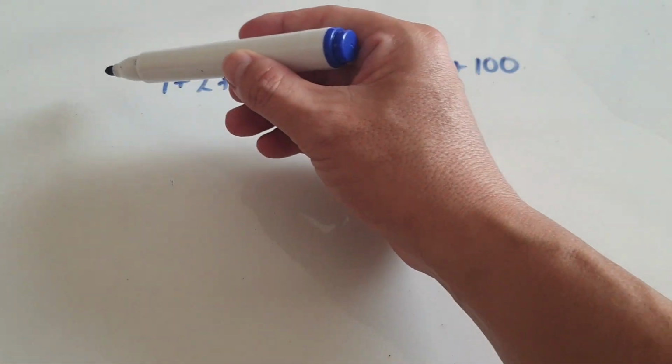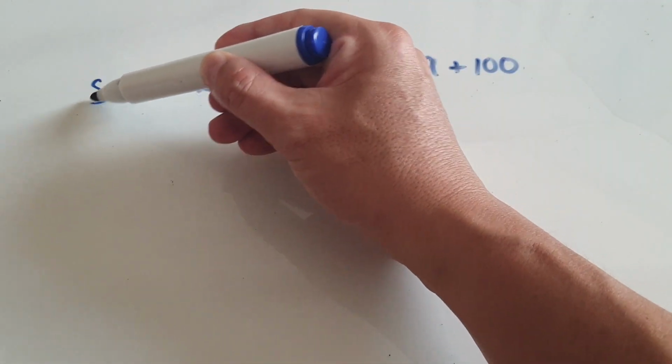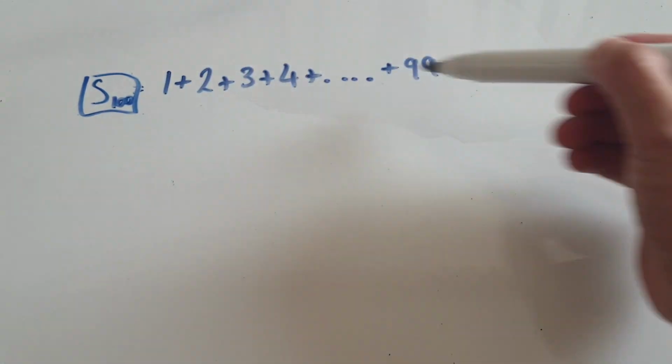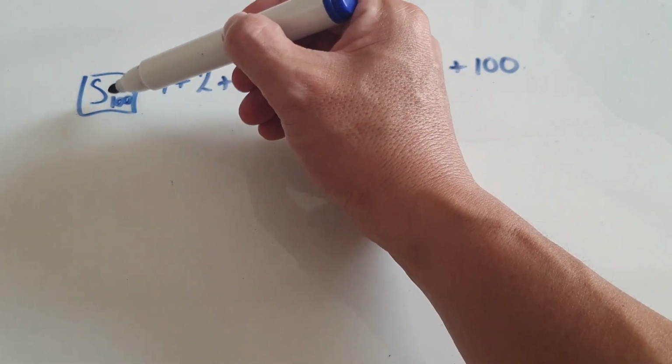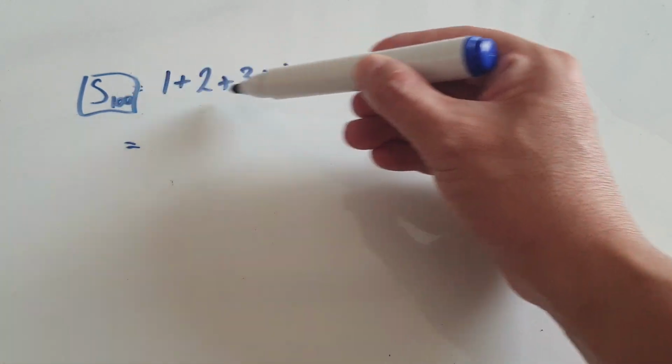So let's call this whole thing here, when you add up everything, it comes to S100. So this S100 is just a name. When you add up all of these, it comes to this thing, and we're trying to work out the S100. So the trick is to consider the exact same thing.